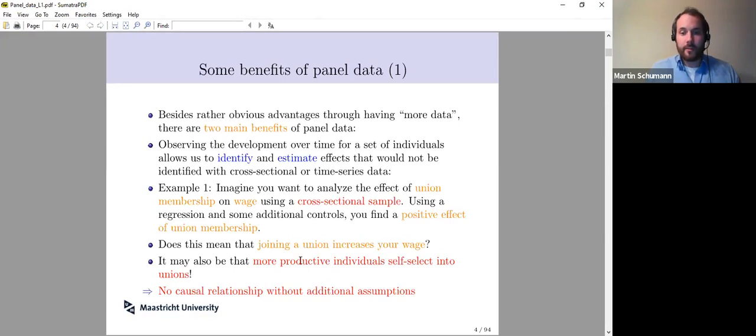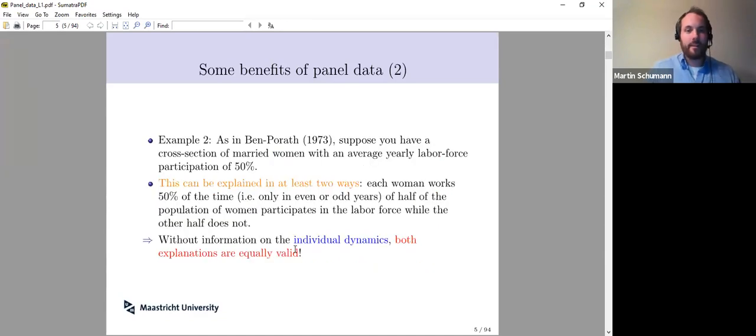you self-select the more productive individuals, right? So therefore, it can be that if you, as a completely useless individual, join a union, that will not increase your salary, right? Because it's really this productivity that is playing in the background that yields the higher salary for the union members. Okay.